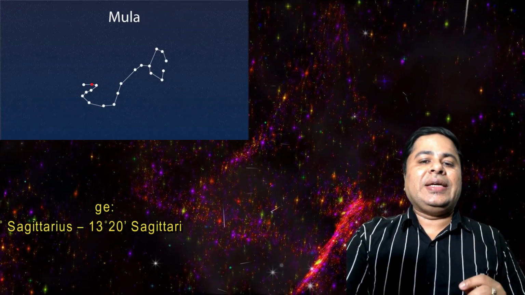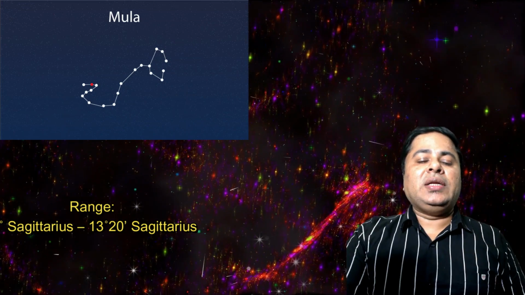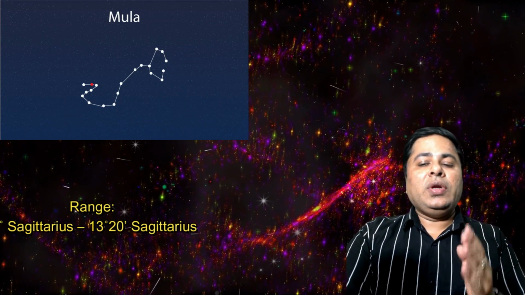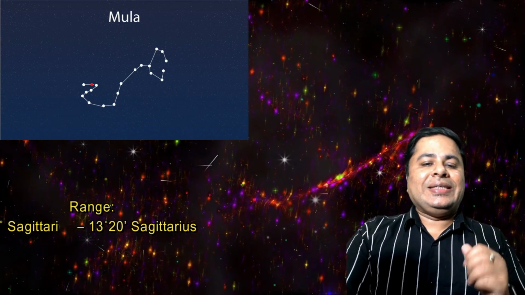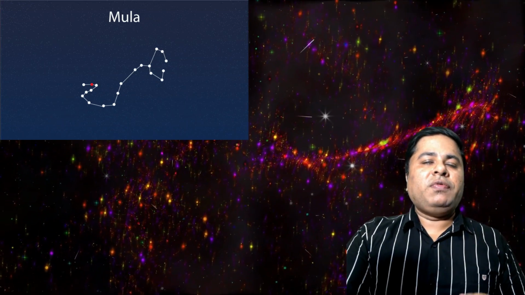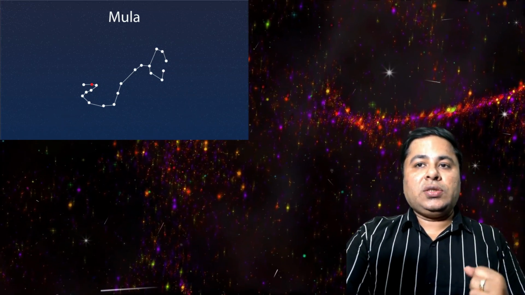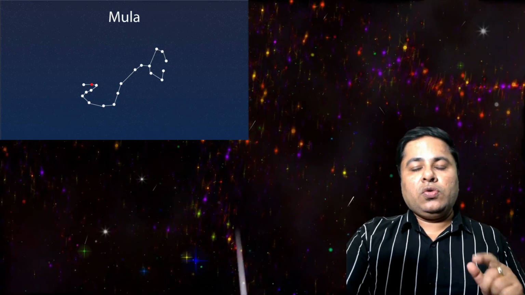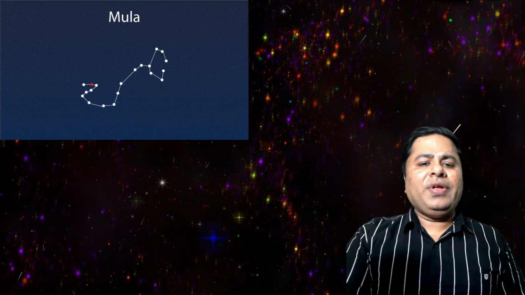Now we come to the 19th nakshatra, Mula. It ranges from 0 degree Sagittarius to 13 degree 20 minutes of Sagittarius. Its ruling planet is Ketu. Its deity is Kali, the goddess of destruction. Its guna is Tamas. Its symbol is the roots of a tree, because Ketu is involved here.